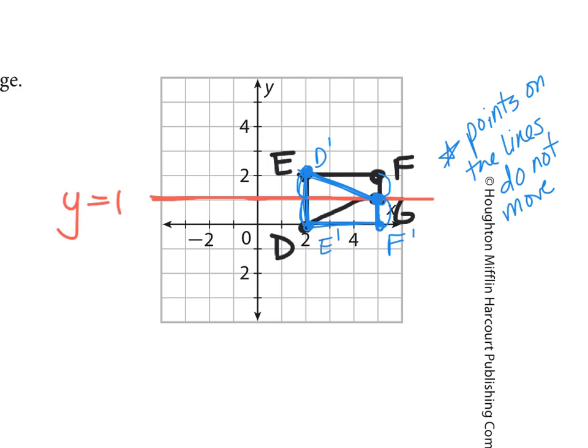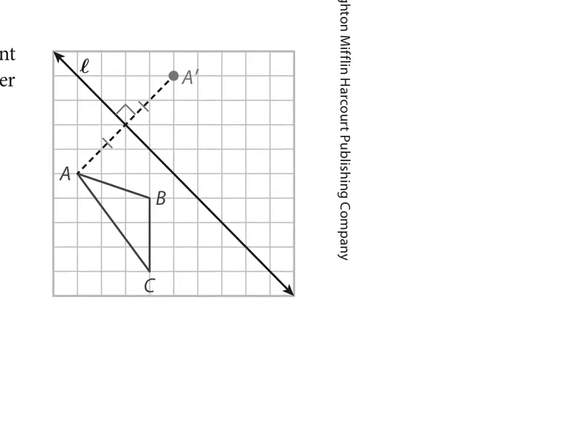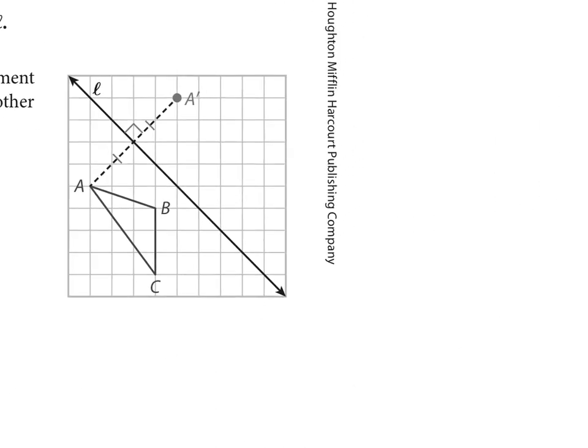All right, I have one more example. I promise I'm going to be quick with this last one. Okay, so this one is asking me to draw the image after a reflection over this line. So notice, I'm going to zoom in on this picture so that we can see it just a little bit better. Notice that this line is y equals negative x. It's this negative slope line.